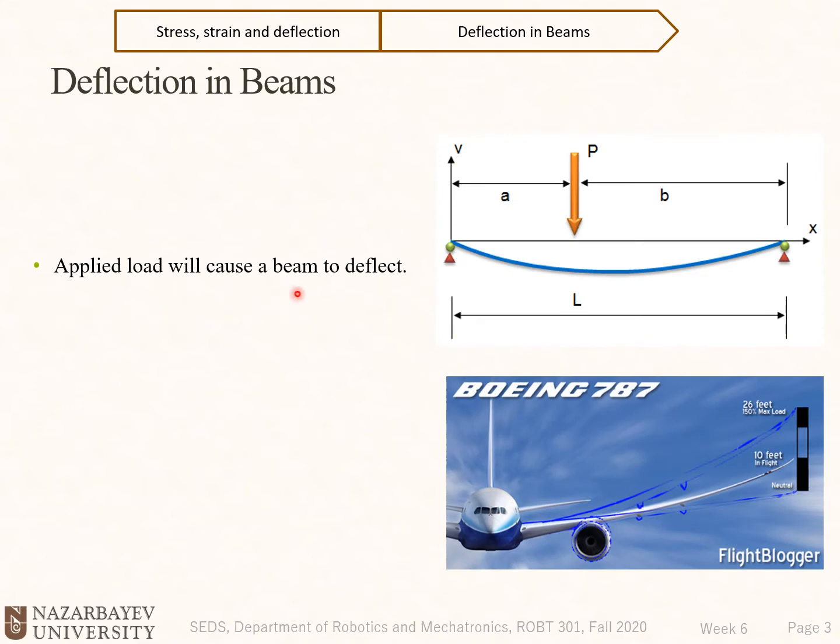Applied load will cause a beam to deflect. Here we have a concentrated force on a beam, and the beam is sitting on two simple supports. As you can see here, we have the wing of an aircraft. This is a Boeing 787, and we can consider the wing of the plane as a beam. And this is a cantilever beam.